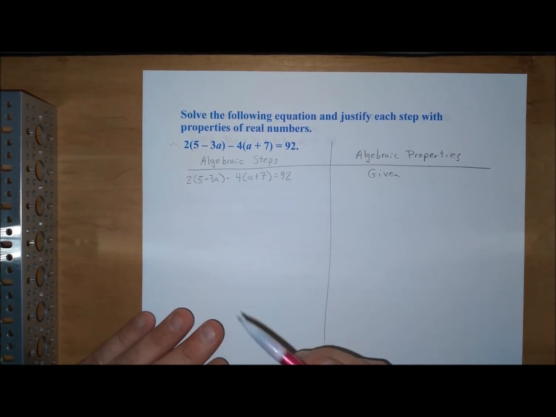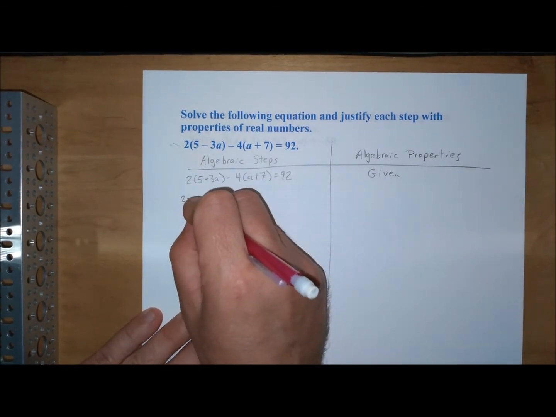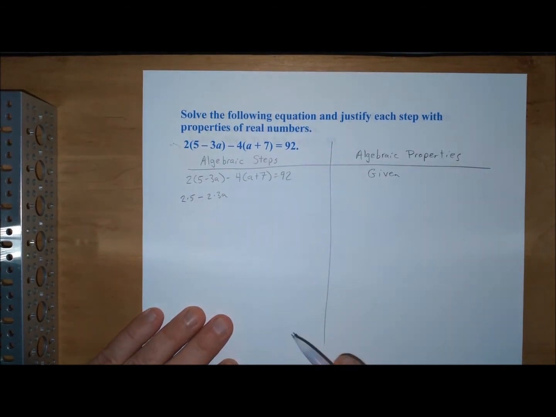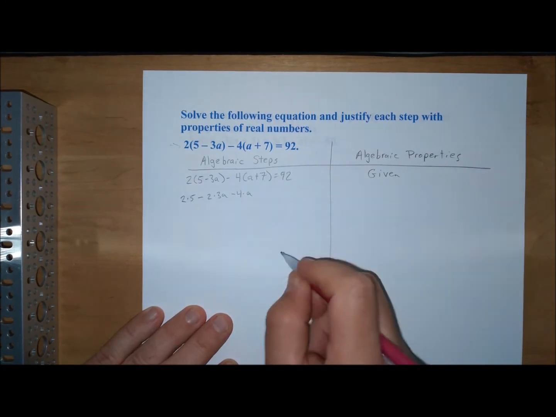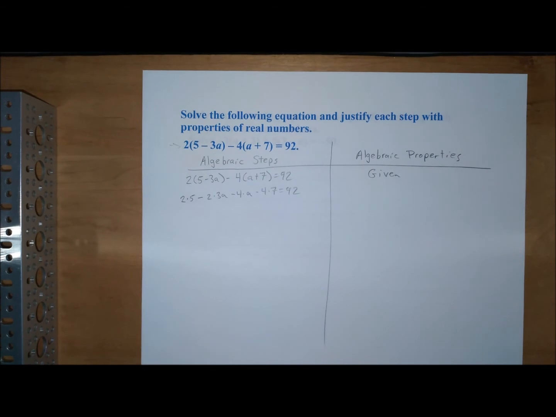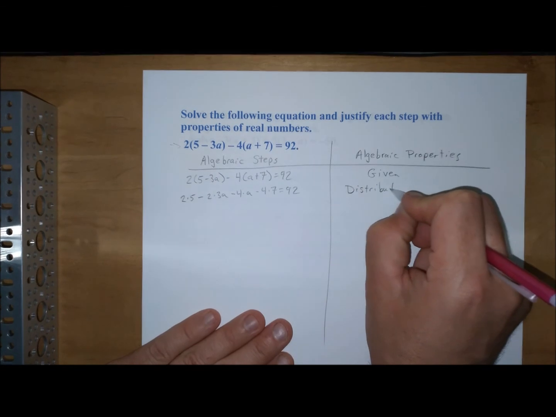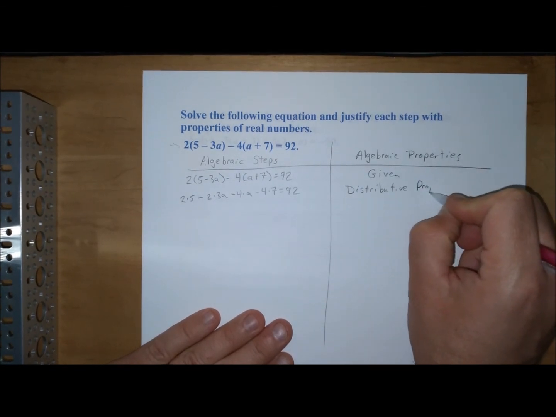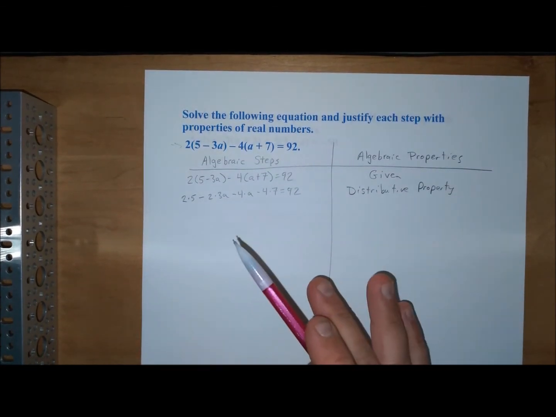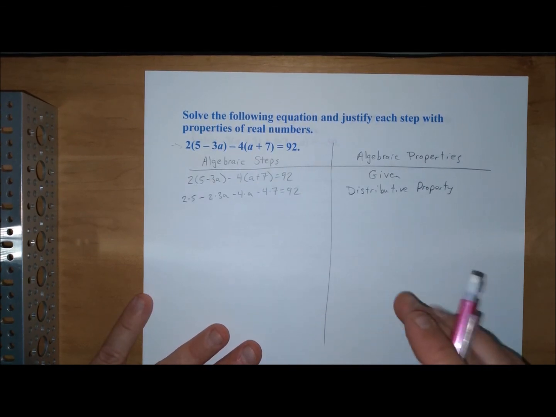I would start with the distributive property. And I'm going to write it like this: 2 times 5 minus 2 times 3a minus 4 times a minus 4 times 7 equals 92. What did I do there? I used the distributive property. And I know what you're thinking. Some of you are saying, well, I wouldn't have done it that way. I would have said 2 times 5 is 10, and I would have just written 10. But hold on. There's another step that you're taking in there that I need you to be aware of.